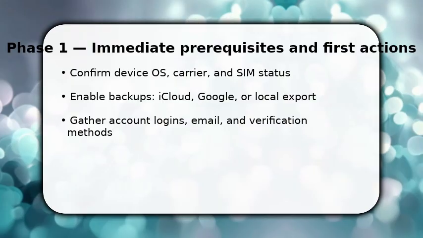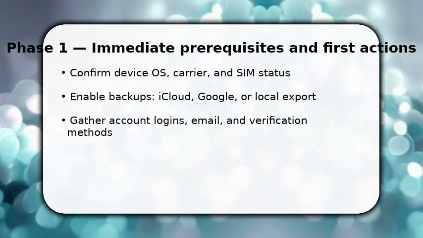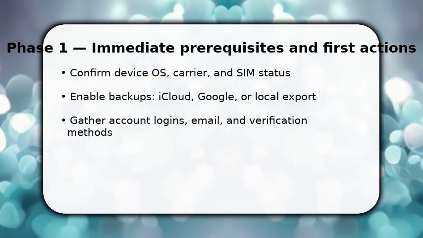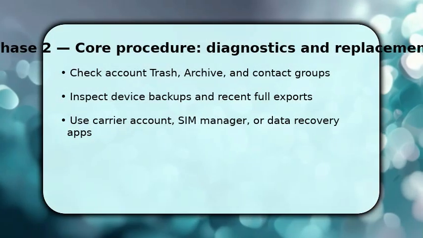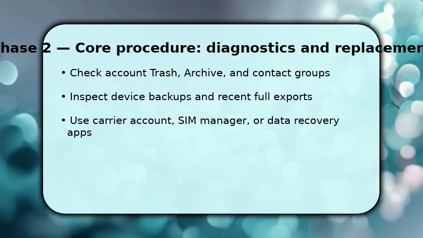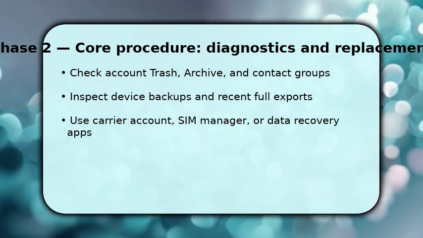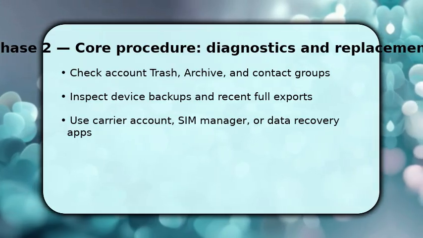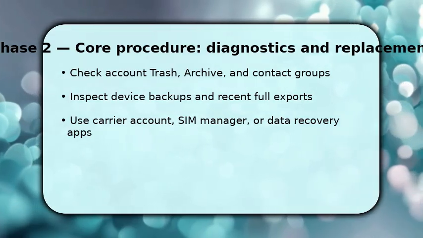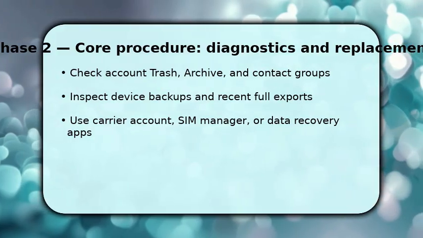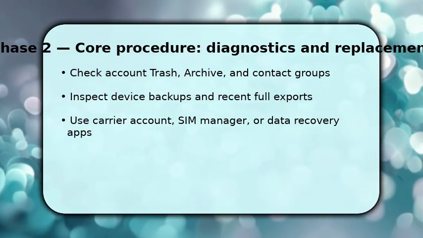You do this because deleted numbers often remain in cloud snapshots or account trash, and immediate syncing prevents further data loss. Now you search every place the number could hide. First, open contacts in your cloud account, look in trash, archive, or recently deleted folders, and then check any contact groups. Next, examine device backups, restore a recent snapshot to a spare device or export contacts as VCF to inspect.